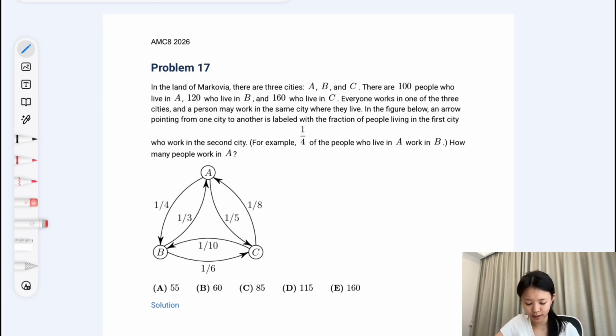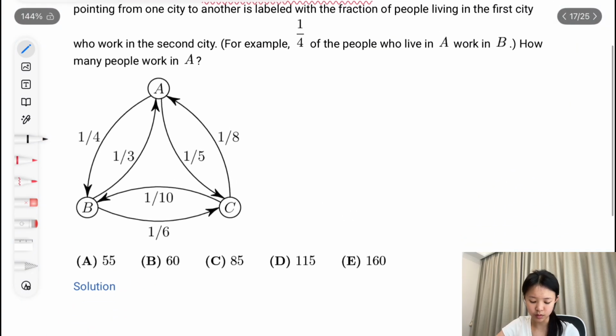Question 17. In the land of Markovia, there are 3 cities, A, B, and C. There are 100 people who live in city A, and 120 who live in B, 160 who live in C. Everyone works in one of the 3 cities, and a person may work in the same city where they live. So, in the figure below, an arrow pointing from one city is labeled with the fraction of people living in the first city who work in the second city. So the first thing we can do is write out how many people live in each city.